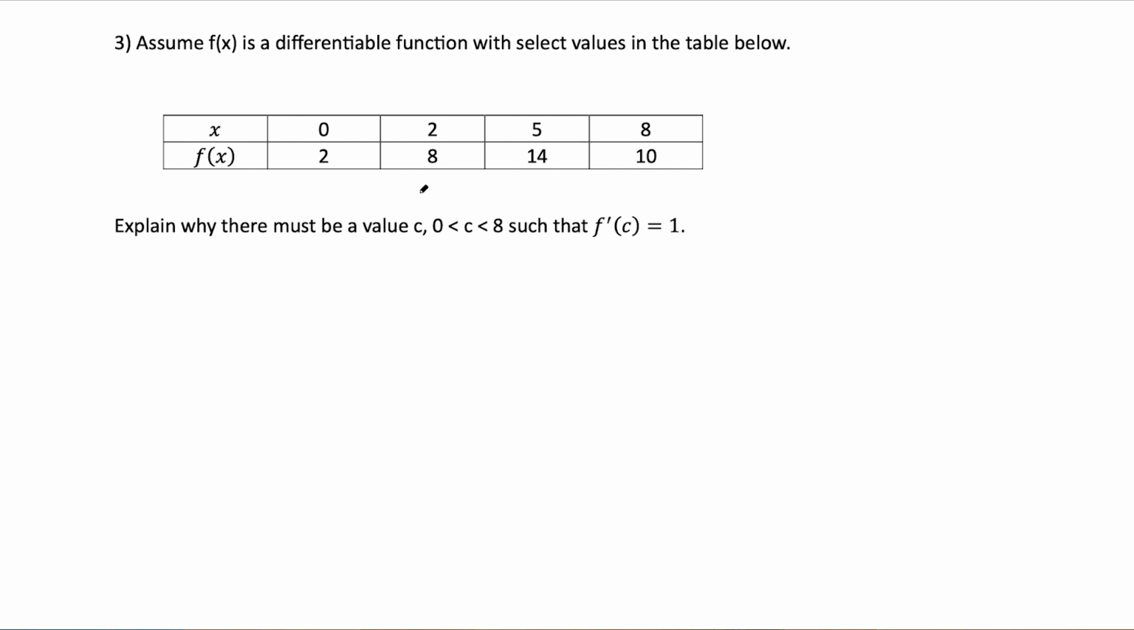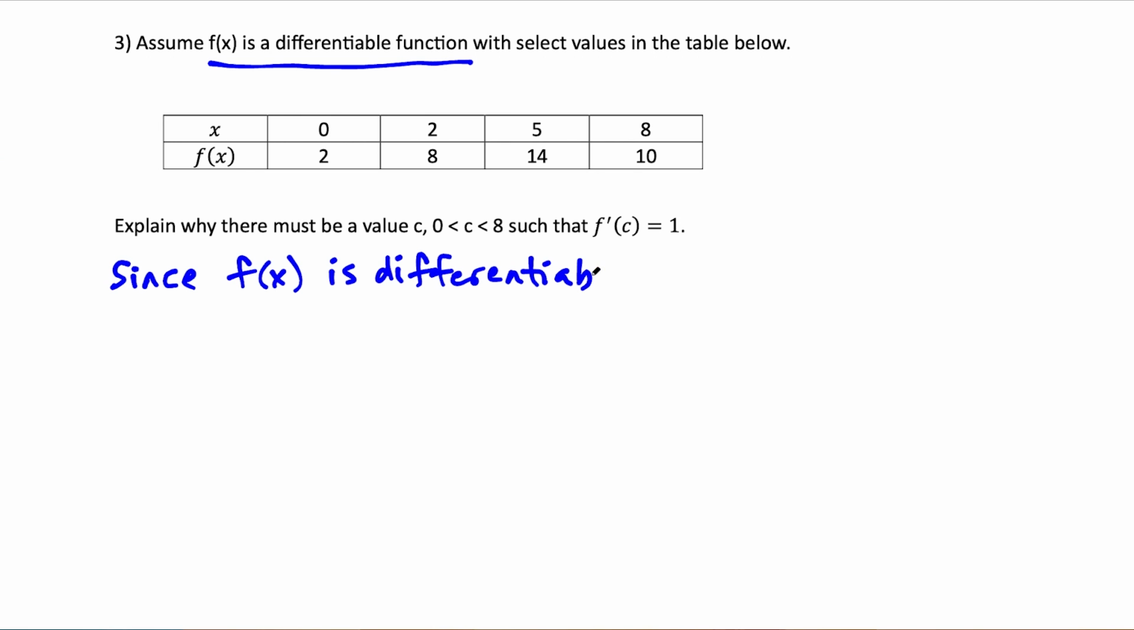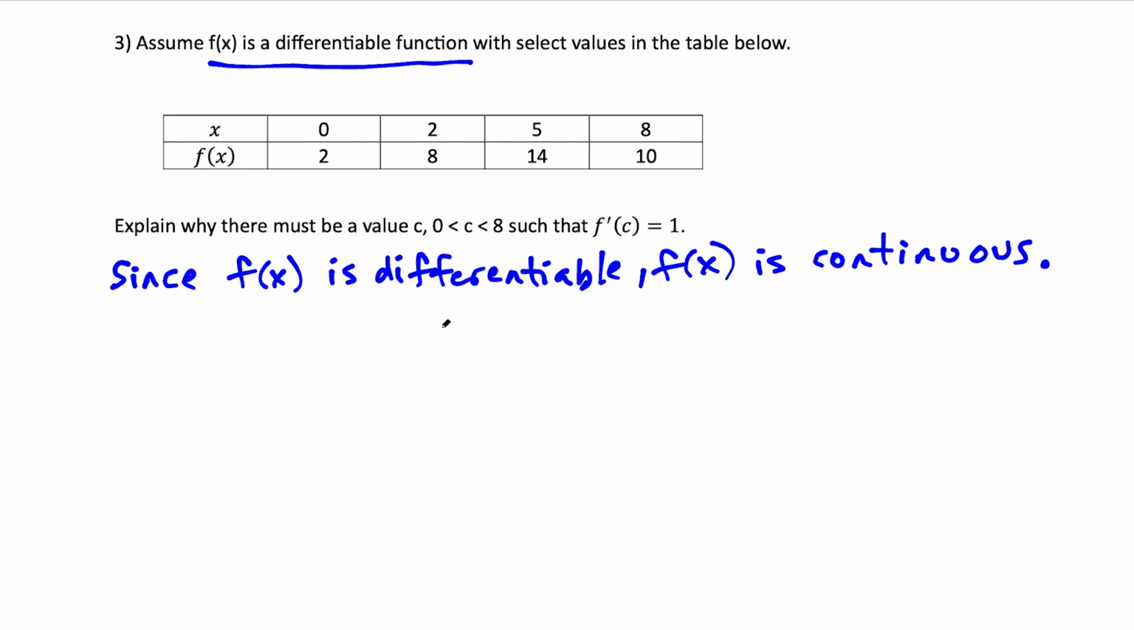So for a question like this, if we're going to explain with the mean value theorem, we have to first make sure that we can use the mean value theorem. And I know we could use the mean value theorem here because they told us f of x is differentiable. And once you know that f of x is differentiable, differentiability implies continuity. So now that we established that f of x is differentiable and continuous, the mean value theorem does apply. So now let's think about how do we apply the mean value theorem here.